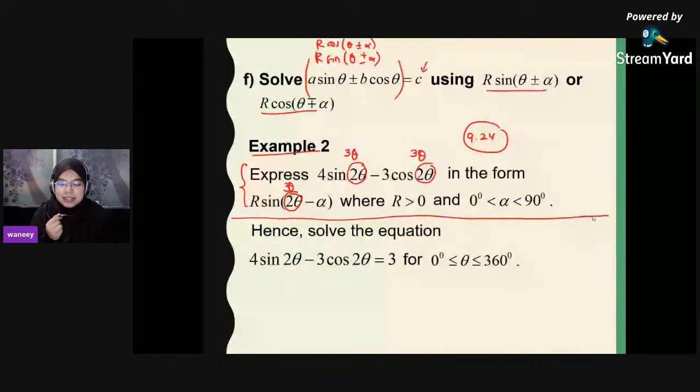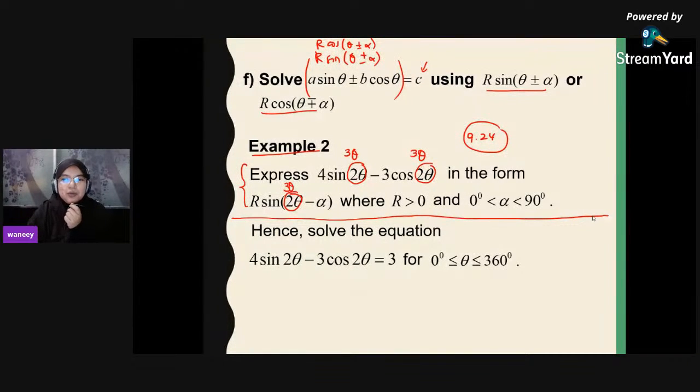Ada orang lain nak bagi answer lagi? Macam DJ baru cakap. Okay, tak pegang, tak dengar ke? Okay, never mind. So do write your answer later on.